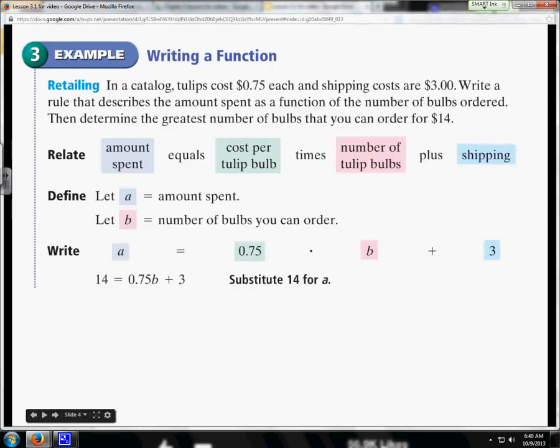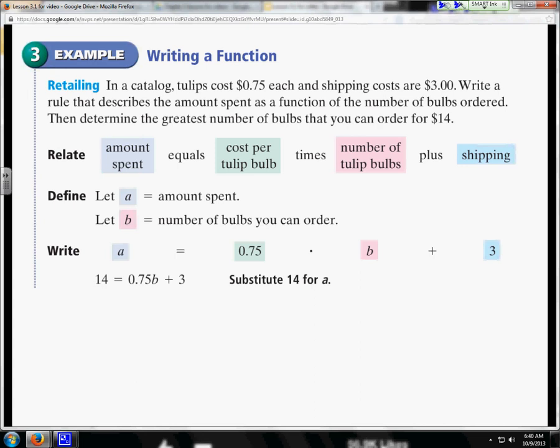All right, writing a function. In a catalog, tulips cost 75 cents each and shipping costs are $3. Write a rule that describes the amount spent as a function of the number of bulbs ordered. Now, it says, then determine the greatest number of bulbs that you can order for $14.